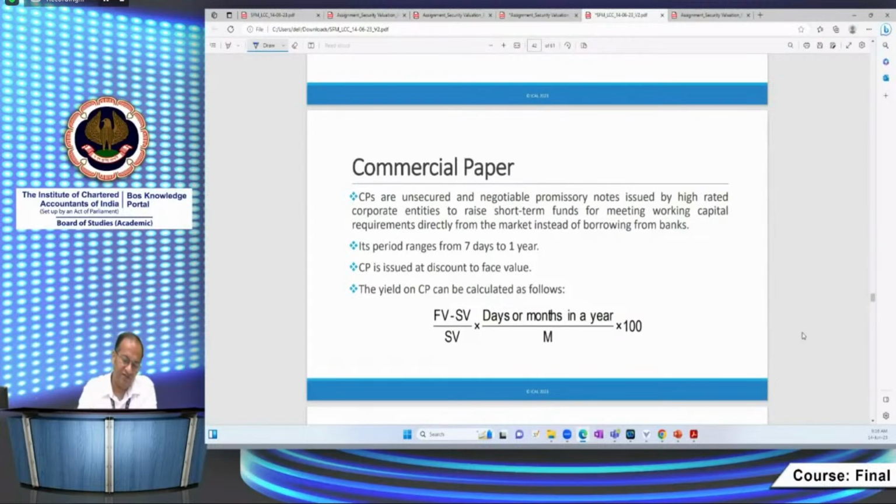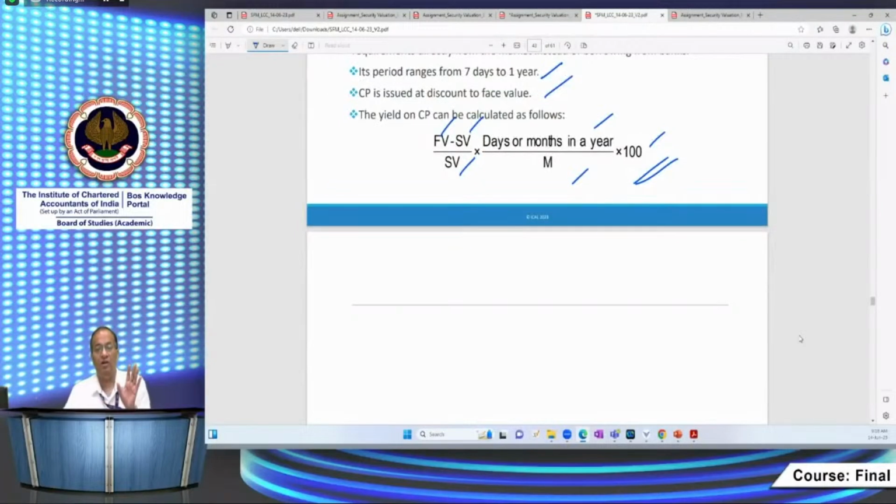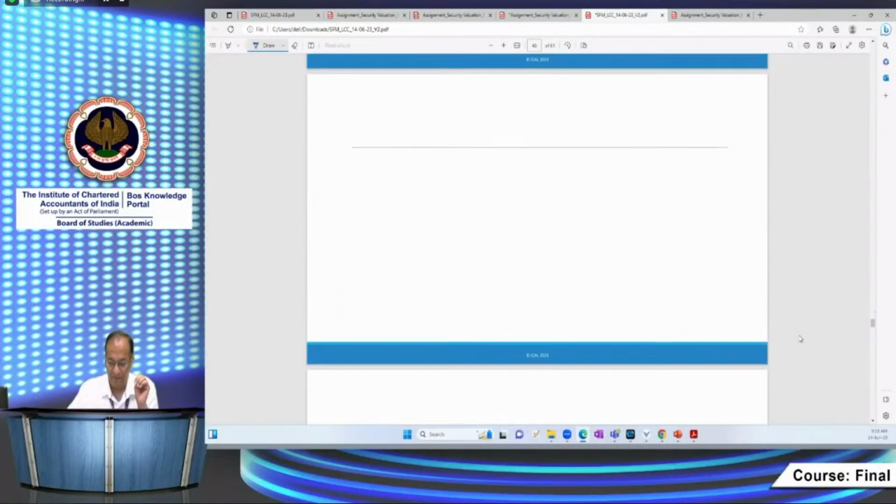The period ranges from 7 days to 1 year. CP is issued at a discount to the face value. Now we can compute the yield similar to how we computed it for the treasury bill. That is face value minus sale price, divided by the number of days in a year, and so on. The same formula will be used. This is a common formula for almost every money market instrument.